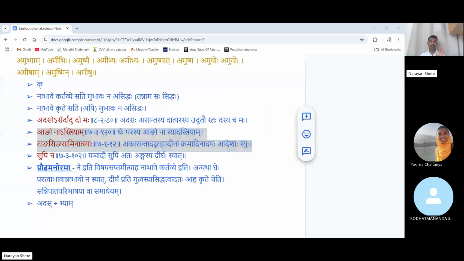Tang Asing Asaminatsya sutra says that if anga is akaranta, replace ta with ina. This is one. And Ango Nastriyam sutra says if anga is Ghi Saudnyaka, then replace ta with na. These are the two sutras. Both of these are Sapada Saptadhyayistha sutras.